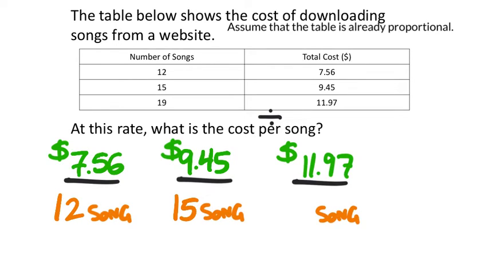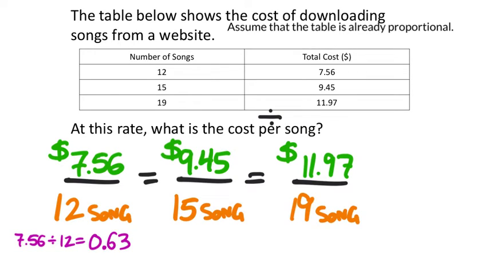That's for 19 songs. Now, we're assuming that the table is proportional, which means that all of these should be equivalent. But we can confirm this simply by dividing the values. So the first one that we see, $7.56 for 12 songs. So I take $7.56 divided by 12, and I just put this in the calculator to see what it gives me. 756 divided by 12, and I get 0.63.